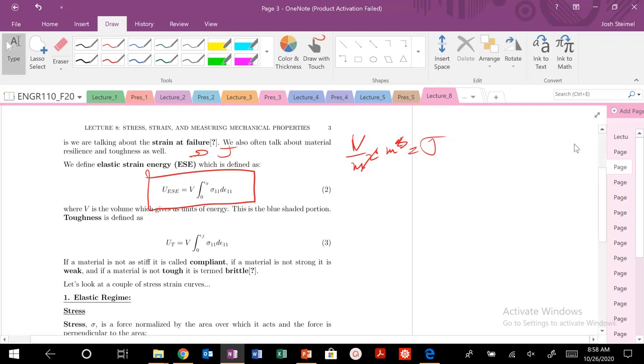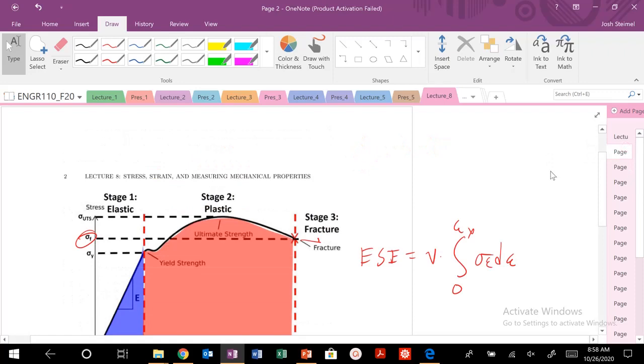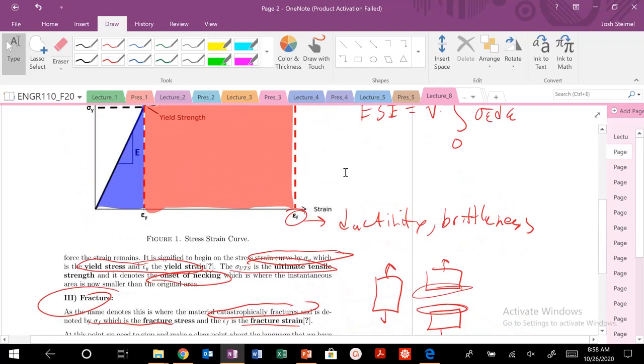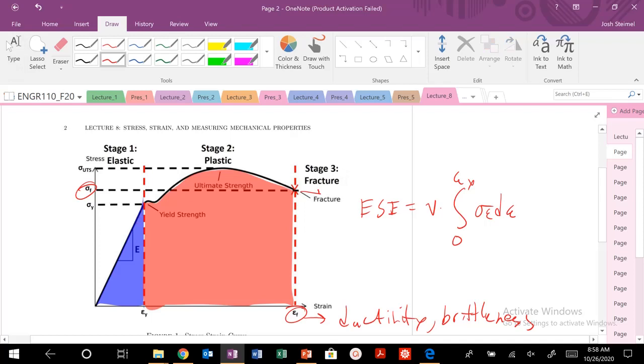So this is essentially the energy that's stored in the bonds that you're stretching right before you start to break bonds or start to move dislocations. So this is the elastic energy stored in your material.